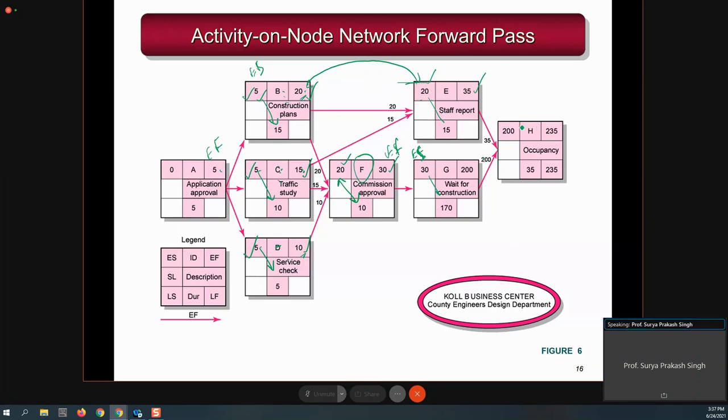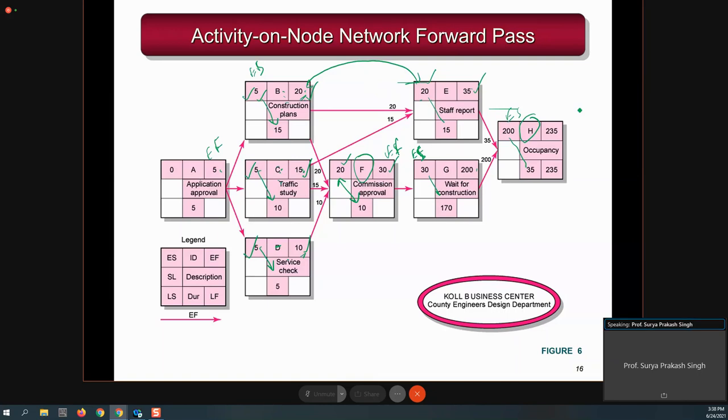Now we need to be careful here because this is a merge activity. In the merge activity H, what will be the early start time for this? Early start time is nothing but the maximum of the early finish times, which is 200 and this 200. Again, we add here, we get 235.